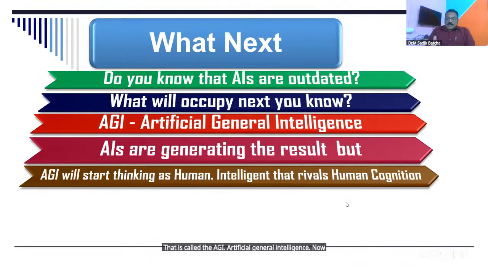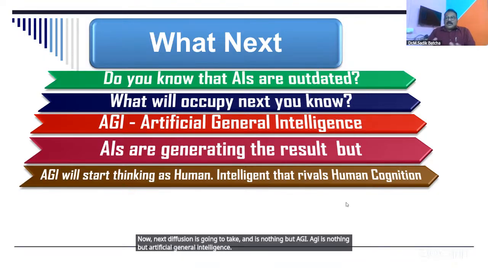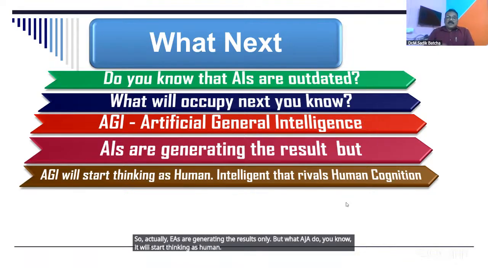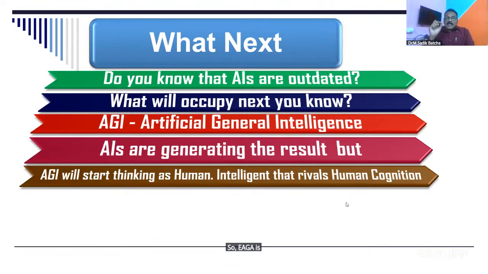Now listen. From this webinar, I just introduced this one. This AI fashion gets closed very soon. The next fashion that is going to take over is nothing but AGI, Artificial General Intelligence. AIs are only generating the result, but AGI will start thinking like a human. AGI is going to think as a human, with intelligence that rivals human cognition.